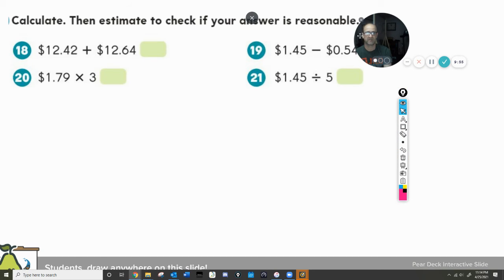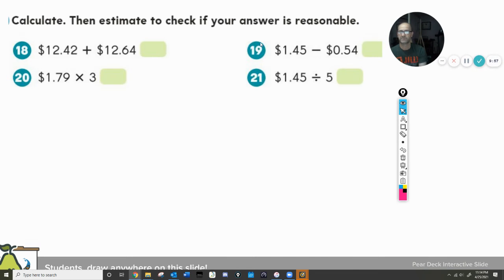All right. Calculate, then estimate to check if your answer is reasonable. And I think they want you to estimate to the nearest tenth.